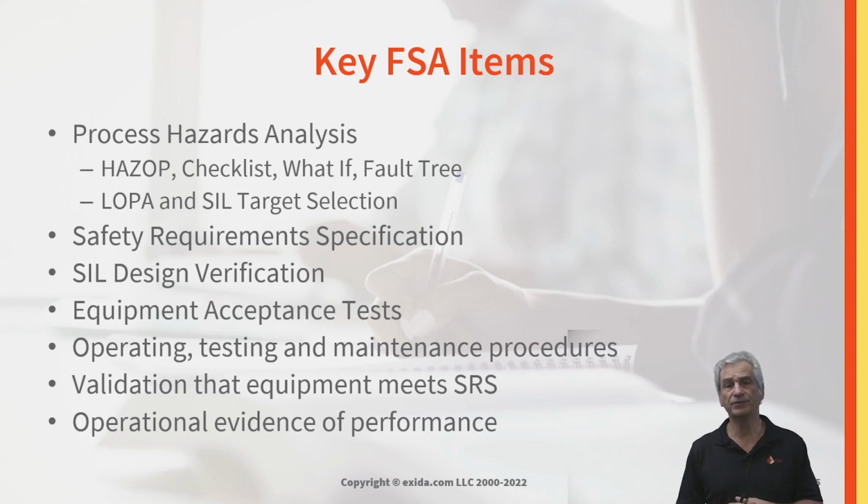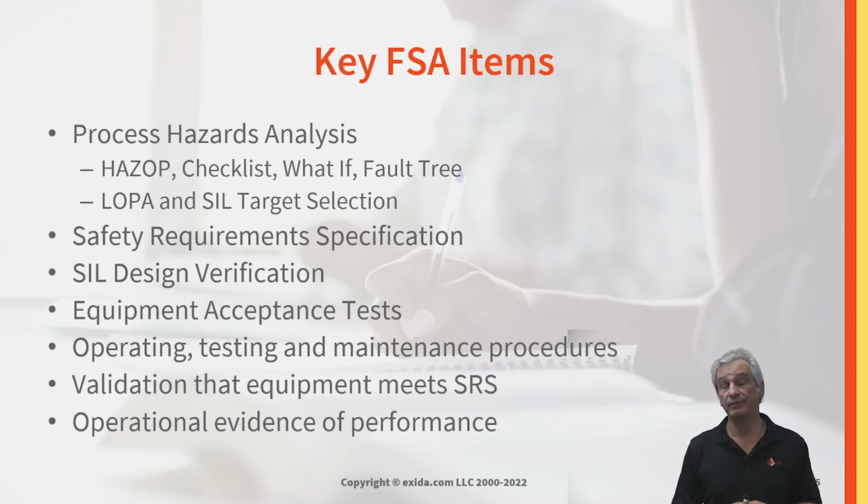Some of the key items involved would be the process hazard and risk assessment, the hazard analysis, whether we used a HAZOP, a checklist, a what-if, or a combination, or fault trees, whichever way we did it, did we capture that correctly? The layer of protection analysis and the SIL target selection, was that done correctly? Does the safety requirements specification capture all the information we need up to the relevant point? Does the design of the SIF meet the SIL targets?